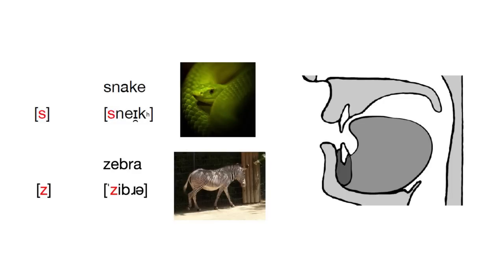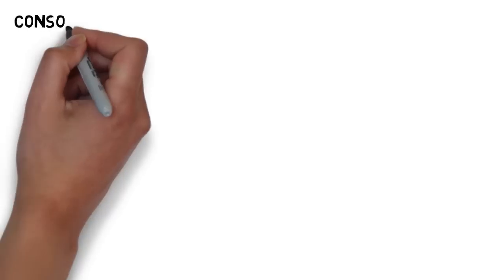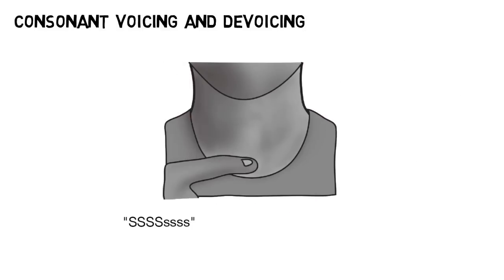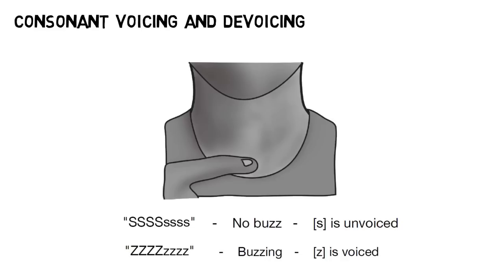The difference between S and Z is something called voicing, which basically just asks whether your vocal cords are vibrating or not during the consonant. You can get a feel for this by putting your hand on your throat and saying S. Now you shouldn't feel very much beneath your hand. S is an unvoiced consonant, and so your vocal cords aren't vibrating at all when you pronounce it. If you do this exact same thing, but you say Z instead, you'll find that there is buzzing beneath your hand. Z is the voiced version of S.